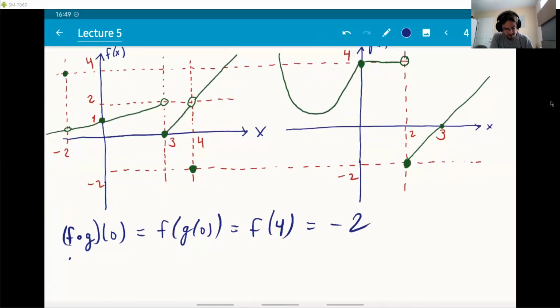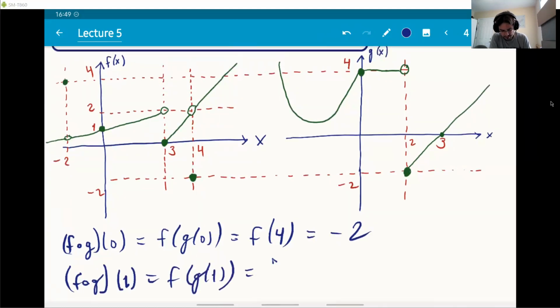So we're going to be doing this for all these numbers. F of g of 1. What is g of 1? Looking at the graph of g, 1 would be around here. It corresponds to this section of the graph where g is horizontal. So all these numbers between 0 and 2 have a g value of 4. And f of 4, as we already discussed, is -2.